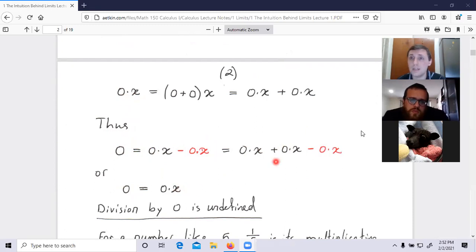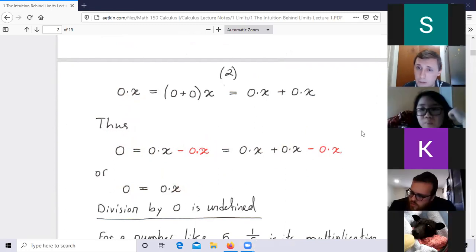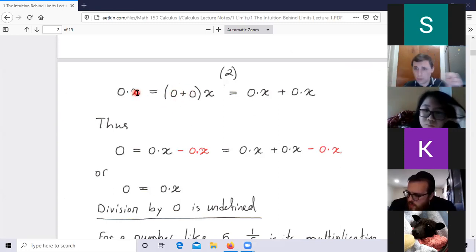Do you understand? This is relying on certain algebraic properties that you have for numbers. The distributive property, if you want to, we can talk about it later on. And the fact that when you remove some quantity, if you take 5 minus 5, you get 0. If you take 7 minus 7, you get 0. And in general, if you take an entity minus itself, you get 0. Yes?